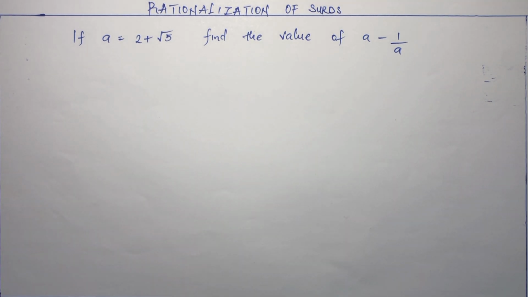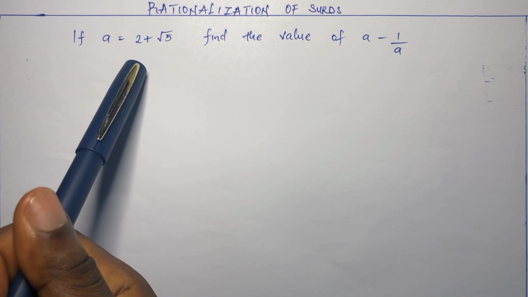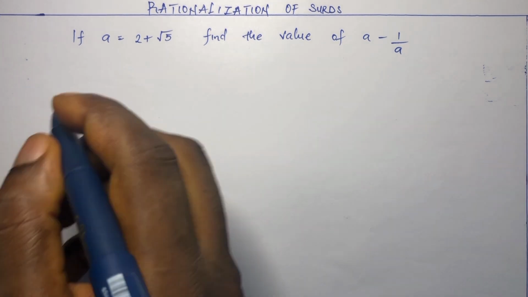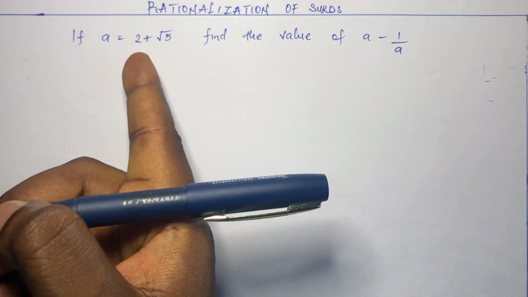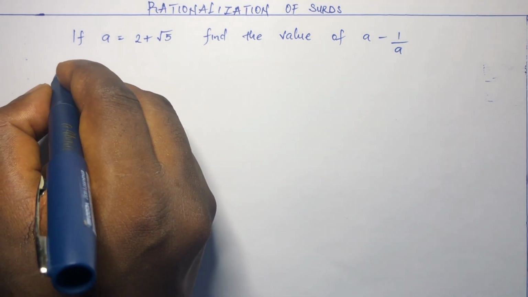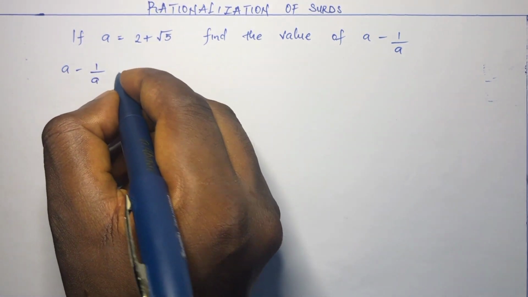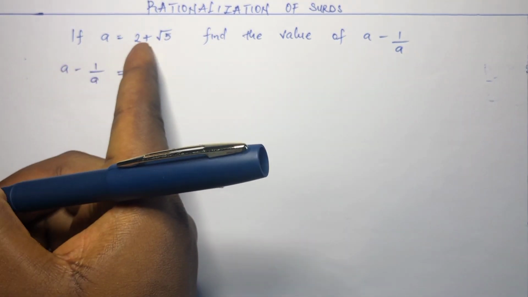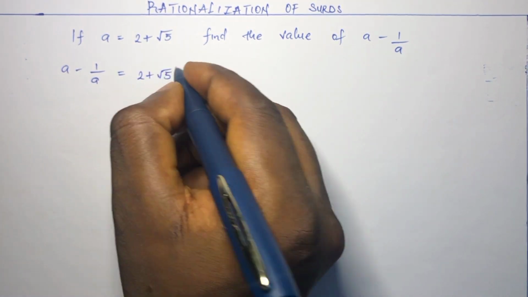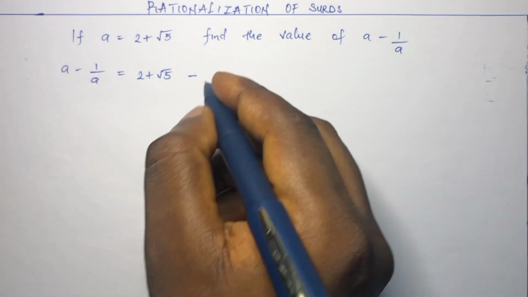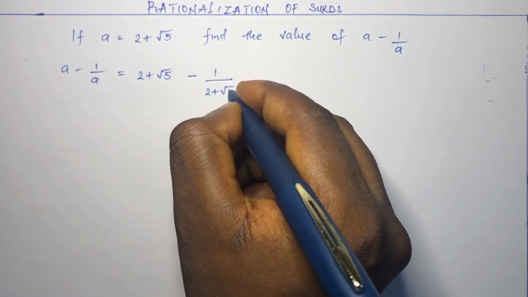So in order to solve this problem, remember that a is equal to 2 plus root 5. So anywhere we find a, we substitute 2 plus root 5. Now a minus 1 over a will be equal to, now we have a and we know a is 2 plus root 5, so we'll have 2 plus root 5 minus 1 over 2 plus root 5.